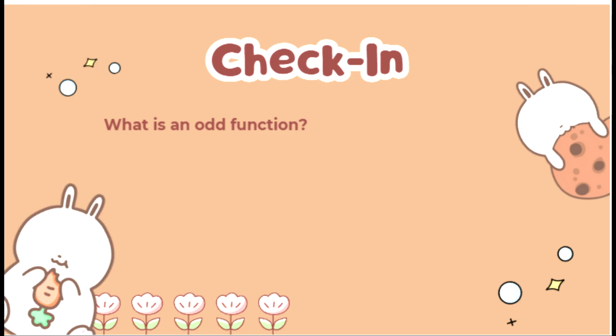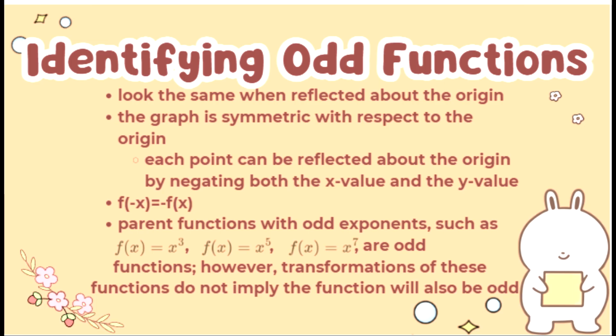Here's a check-in. What is an odd function? A function such that f of negative x is equal to negative f of x. This should be in your notes. Identifying odd functions. They look the same when reflected about the origin. So we talked about this in our last lesson too.